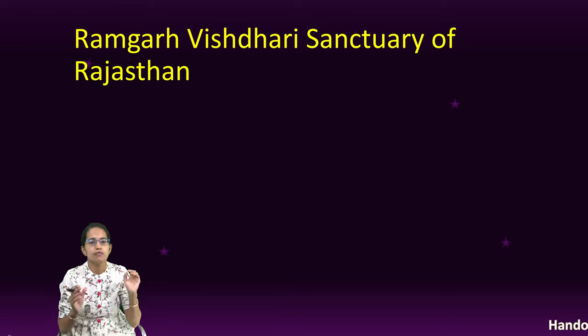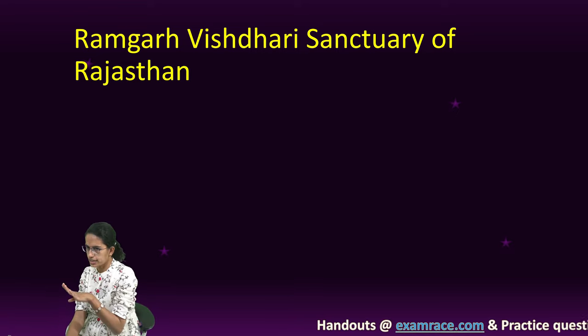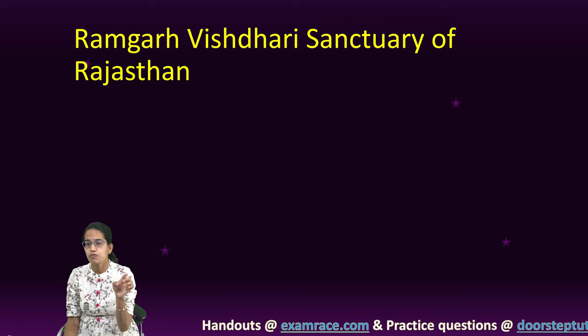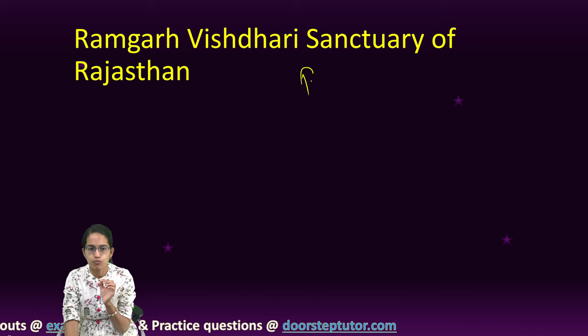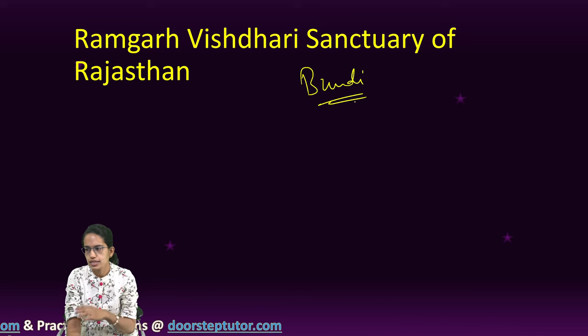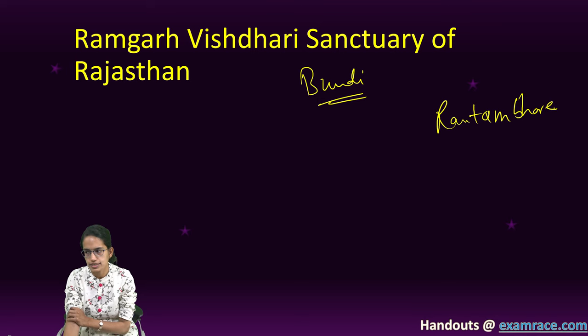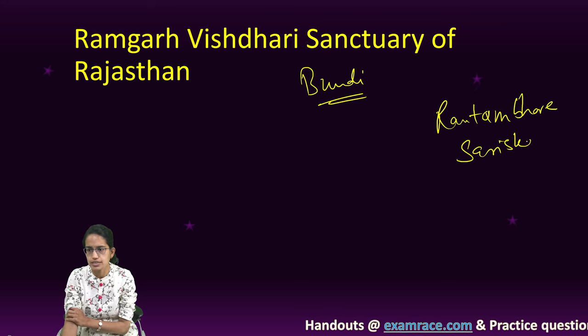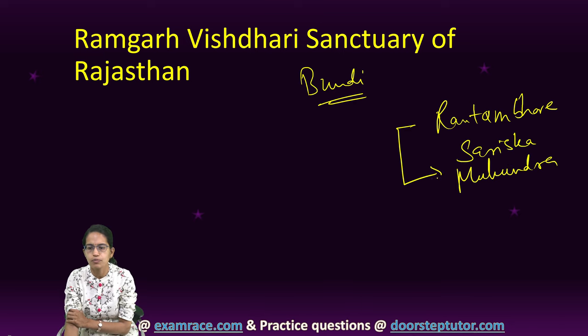So again important. The next is the Ramgarh Vishdhari sanctuary of Rajasthan. Now this is the fourth tiger reserve in Rajasthan, the 52nd tiger reserve in the nation, and this lies in the region of Bundi. Now what are the other tiger reserves? It's the Ranthambore tiger reserve, the Sariska tiger reserve, and the Mukundara tiger reserve. And this lies between the region of Ranthambore and Mukundara hills.